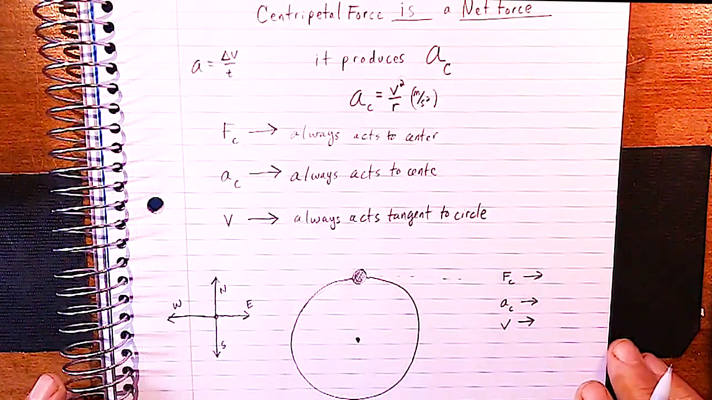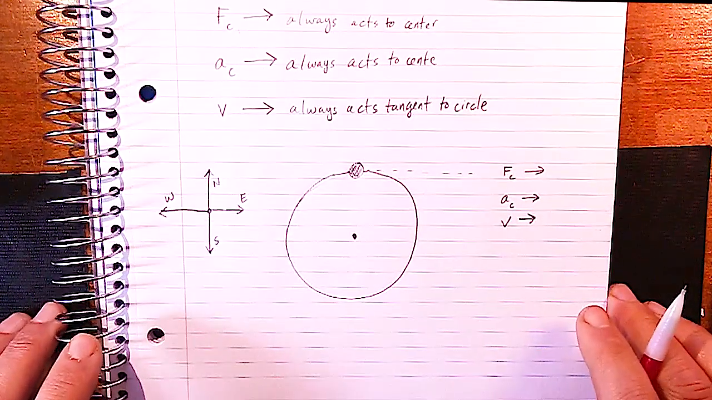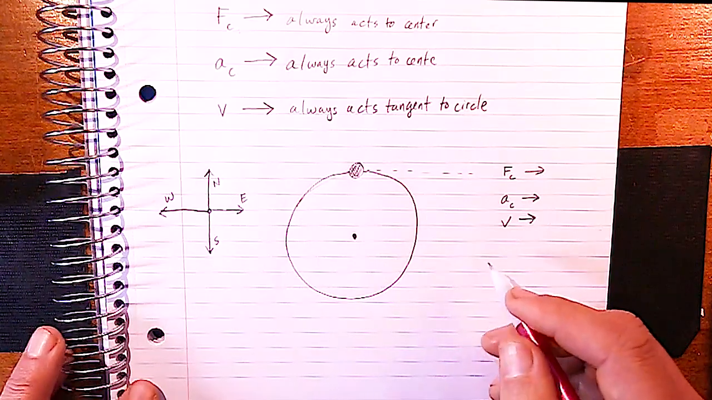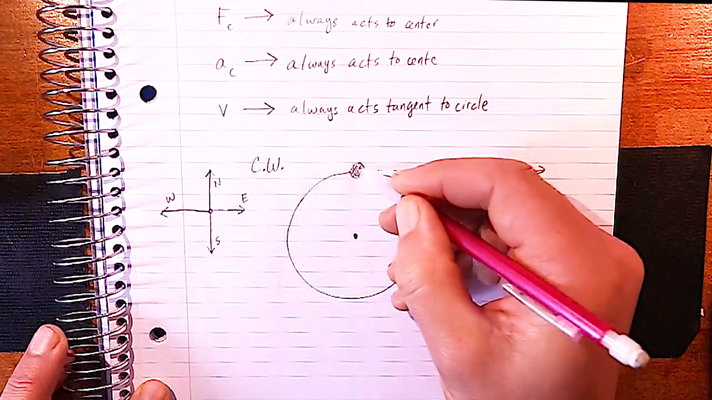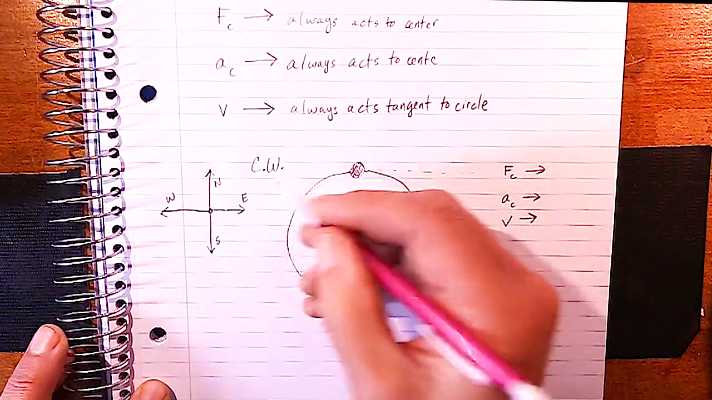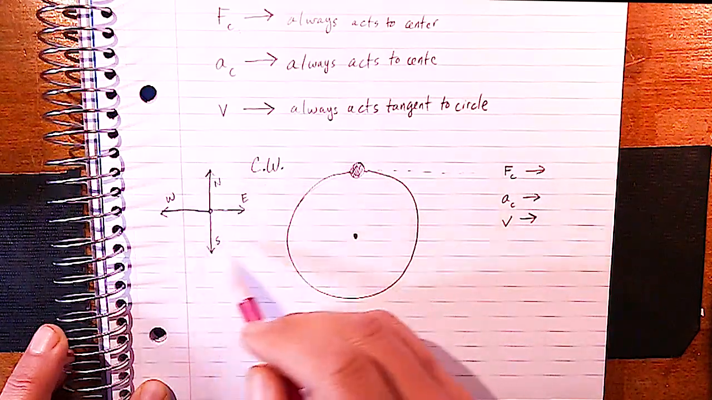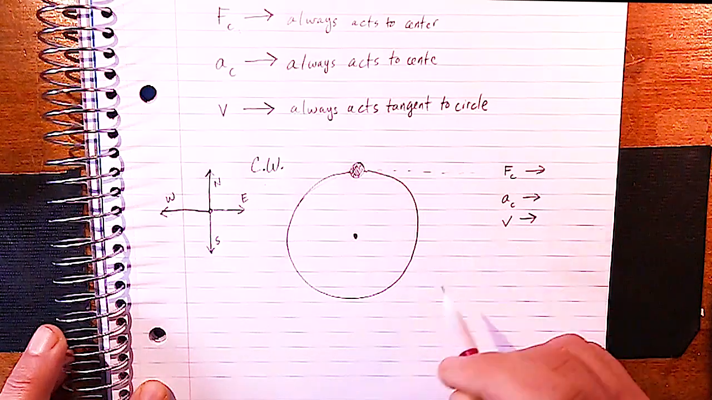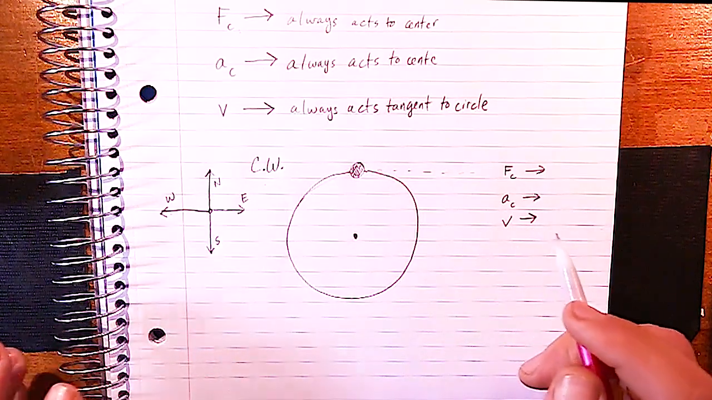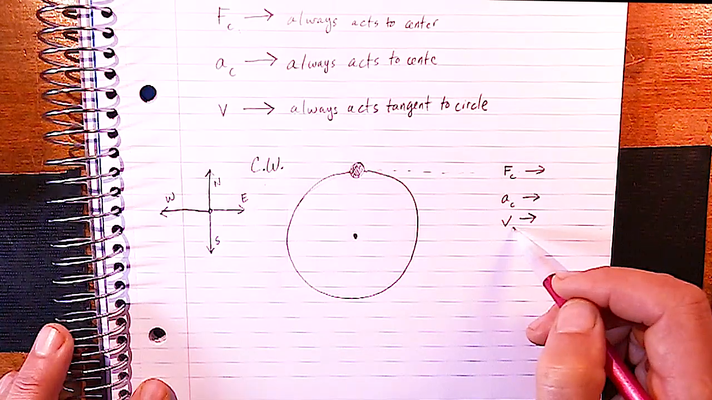So let's look at a circle here, and we'll do this as an example problem. Let's say that the ball is traveling around in a circle clockwise. So it's cruising around in this direction. And we're defining our directions of north, south, east, west off to the side here. Let's look at the directions that FC, AC, and V are going to act in.